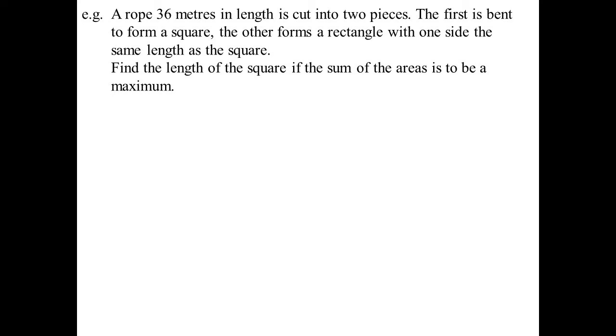So here's a classic example. I'm sure you've experienced this problem yourself. You've got a rope 36 metres in length, and you want to cut it into two pieces. Now the first piece of rope, we're going to make a square. And the second one is going to be a rectangle, but one of the sides of the rectangle is going to be the same as the length of the square. Sounding familiar? As I say, I'm sure you've done it many times. We want to find how big to make that square so that the sum of the two areas will be maximised. We want to get the biggest area possible.